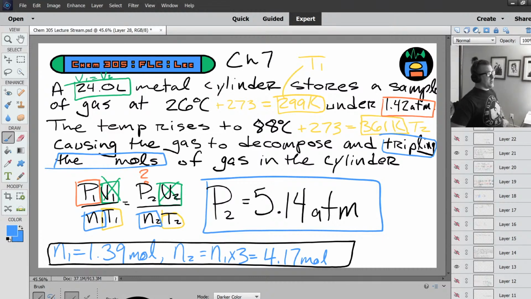Yes, Kate, you totally could use the ideal gas law a second time. Yeah, absolutely, you could use the ideal gas law twice for this problem and totally hit the correct answer. You just have to make sure that you use all the second set of data, right? So T2, N2, and the volume doesn't change, so 24 liters. It'll totally get the job done.